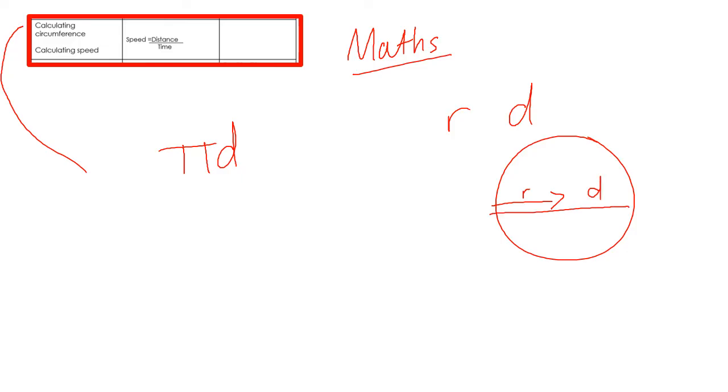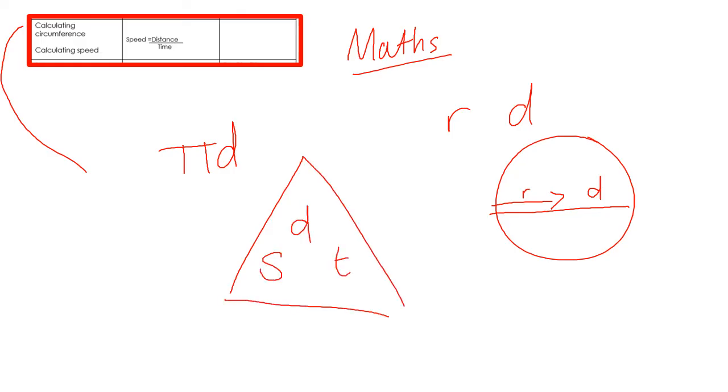And you also need to know how to calculate speed using speed equals distance over time. So I always like using these triangle-y things. So speed equals distance over time. So for example, if you needed to find the time, it would be distance over speed. Is that right? I think so. If you needed to know the distance, it would be speed times time. So make sure that you are happy with this and you know how to calculate that.